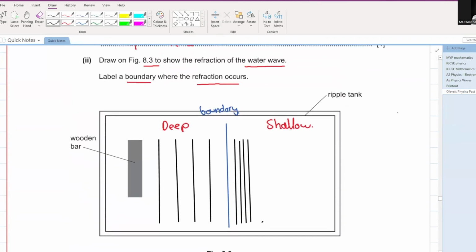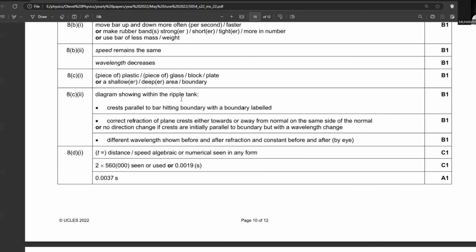You are showing that the wavelength is decreasing. You have marked the boundary. You have labeled the deep and shallow region. Now, most of you wouldn't believe me कि सर ये डायग्राम एक्सेप्टेबल है। तो चलो मैं आपको मार्किंग स्कीम ही दिखा देता हूं, मुझ पे बिलीव ना करो बेटा, ना करो. Diagram shown within the ripple tank. Crest parallel to the bar hitting the boundary with a boundary labeled. So there is a mark for the boundary label. Now see this. No direction change if the crest are initially parallel to the boundary with a wavelength change only.